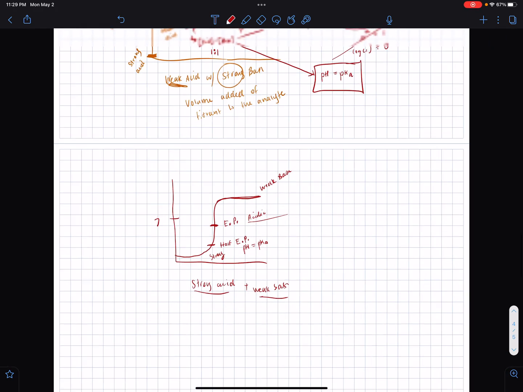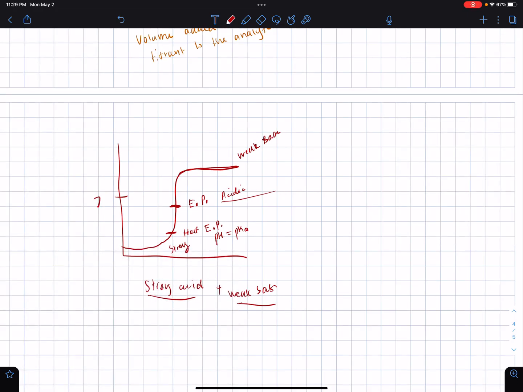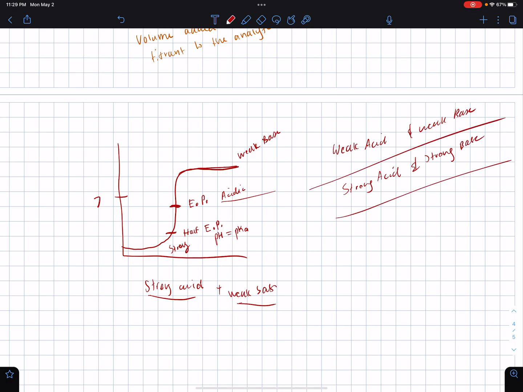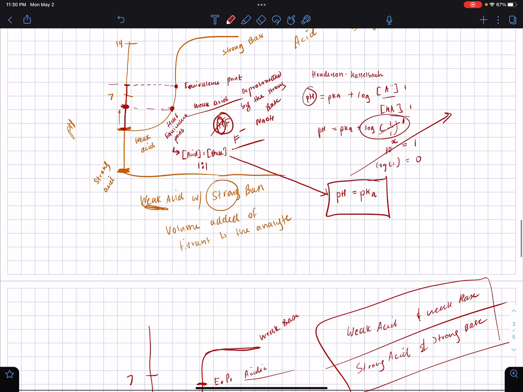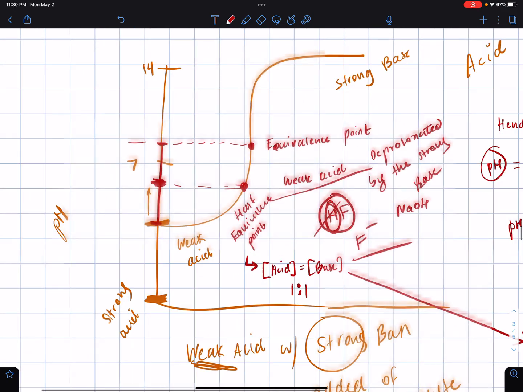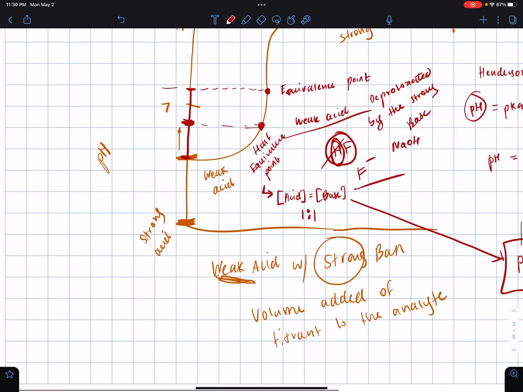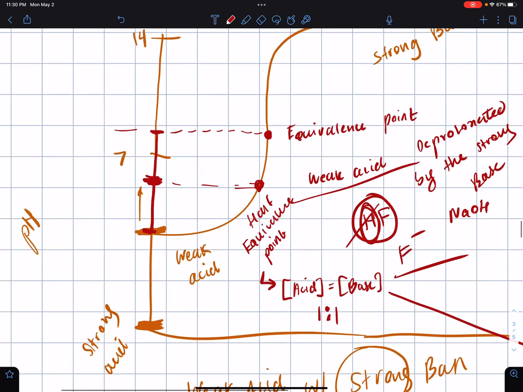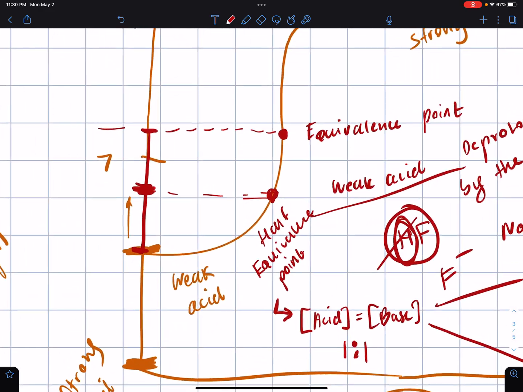So we can have multiple different combinations. We could also have a weak acid and a weak base. We could also have a strong acid and a strong base. I recommend that you try these two out on your own, because using the same tips and tricks that we observed over here, just basic observations about what makes a strong acid strong, what makes a weak base weak, and what makes a strong base strong, any combination.